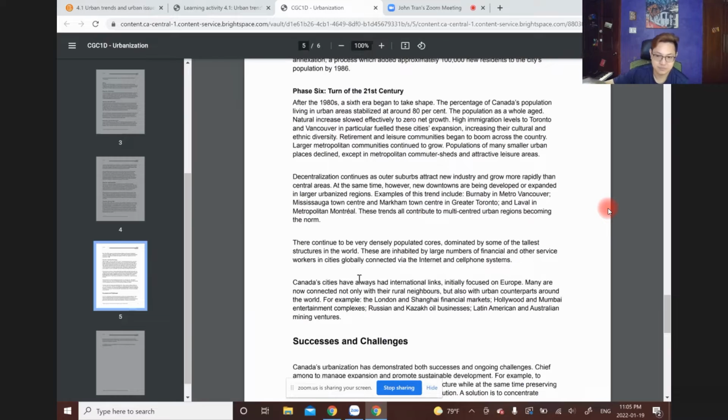Many are now connected not only with their neighbors but also with urban and rural counterparts around the world. For example, the Shanghai financial markets, Hollywood and Mumbai entertainment complexes, Russian and Kazakh oil businesses, Latin American and Australian mining ventures.